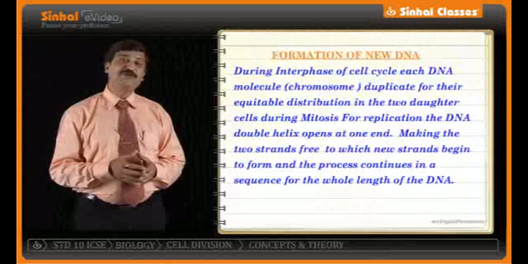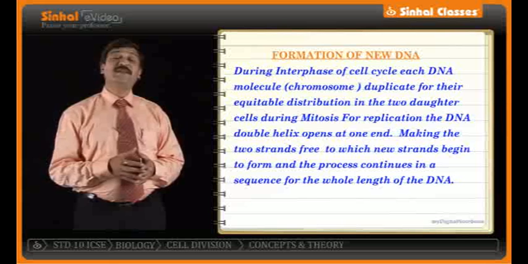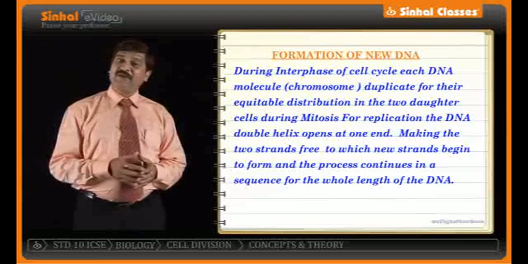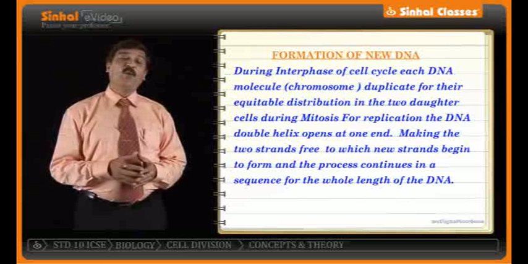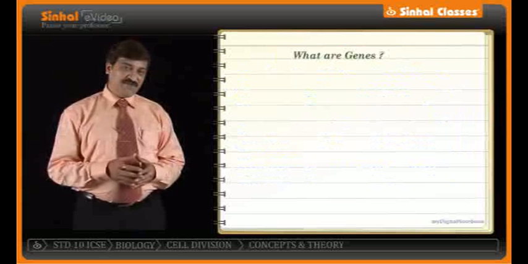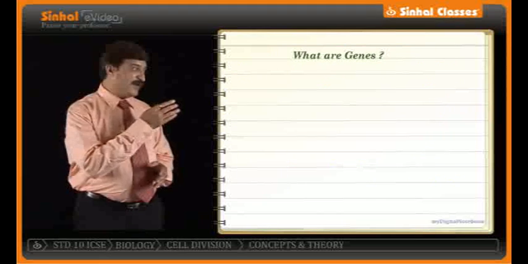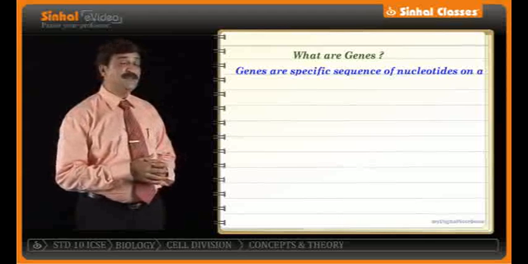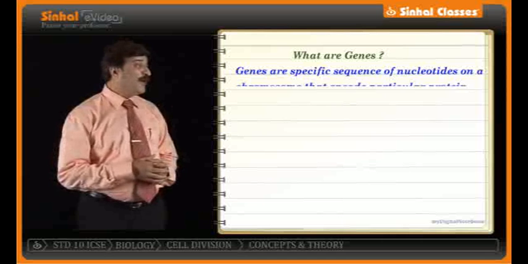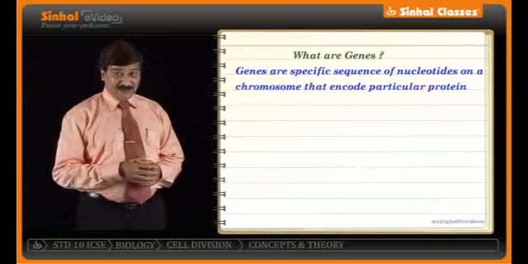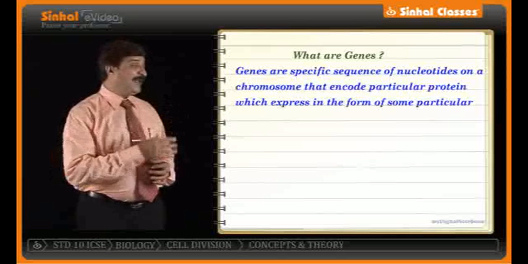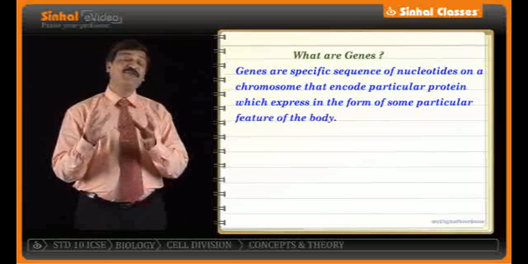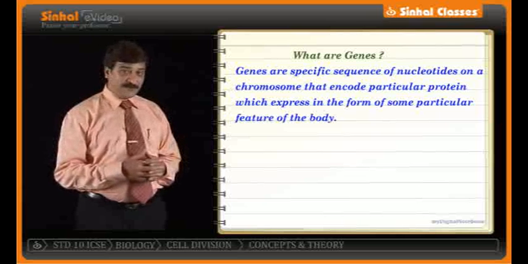So here, a process of replication results in formation of daughter DNA. We will conclude the chapter with what is genes. When we are talking about genes, here on the monitor for you. Genes are specific sequence of nucleotides on a chromosome that encode particular protein which expresses in the form of some particular feature of the body.